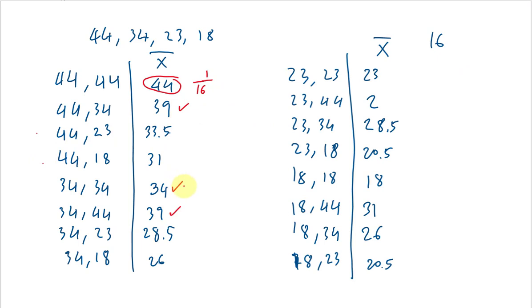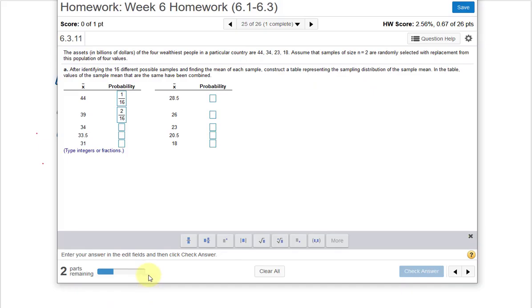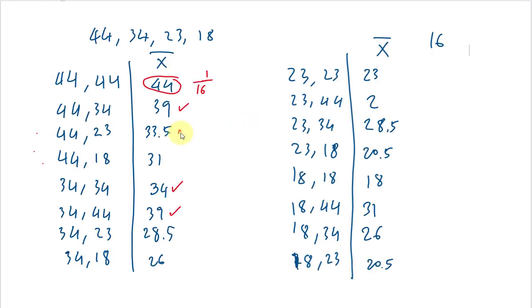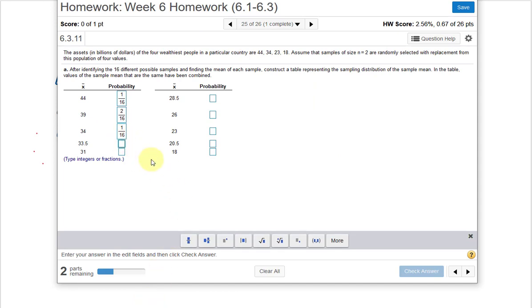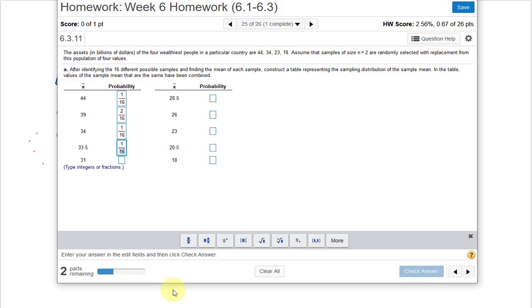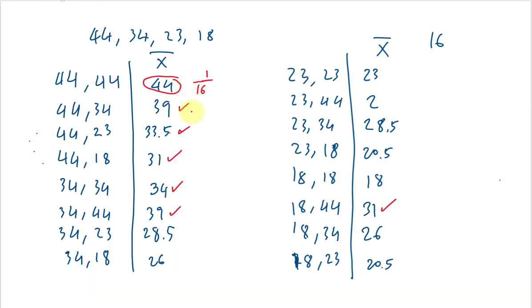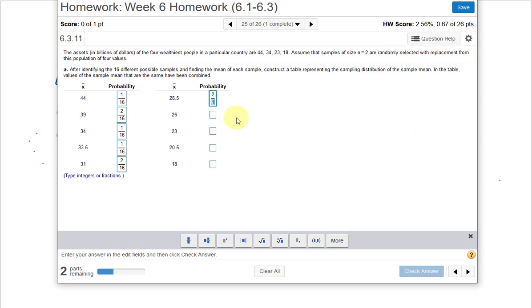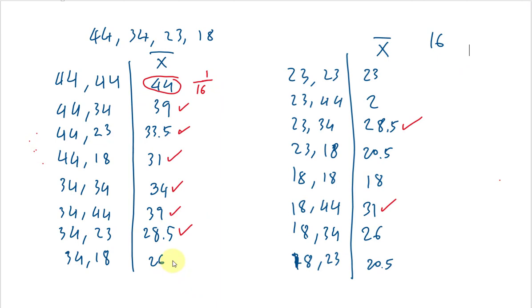We have 34, only 1. So 1 over 16. And 33.5, only one. So 1 over 16. And 31, we have 1 here, 2. So 2 over 16. And 28.5. Okay, we have 1 here, 2 here, 2 over 16. And 26, we have 1 here, 2. So that is 2 over 16.